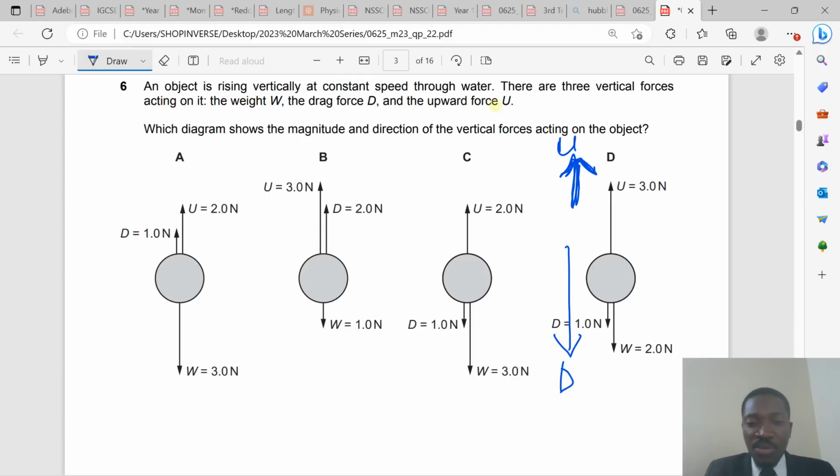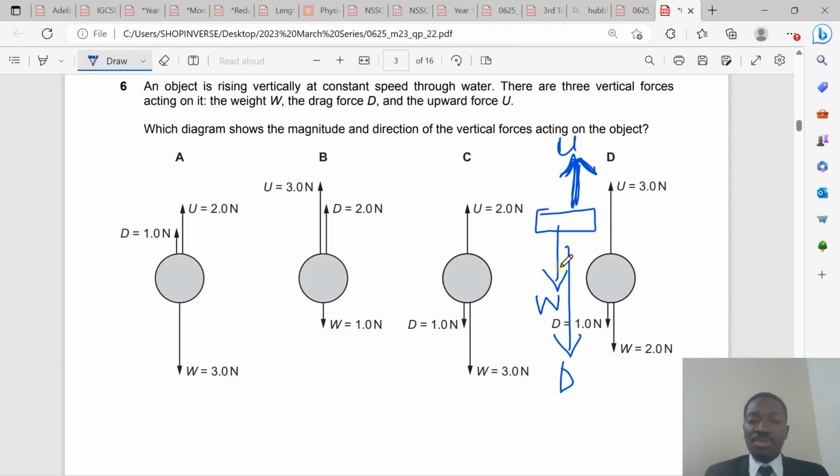And do not forget that the weight of every object acts in one direction. Let's assume this is the object. Its weight will act downward. Weight always acts downward, towards the center of Earth. Yes, so it's towards the direction of the ground.